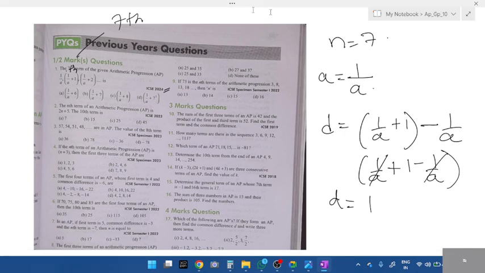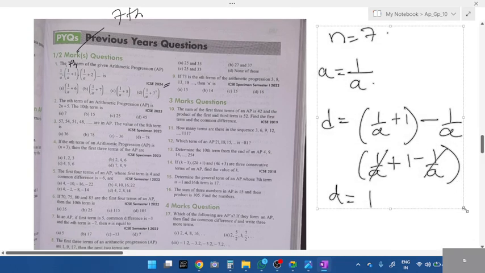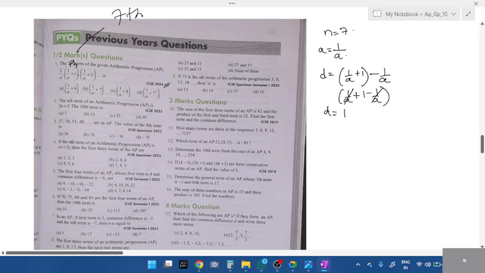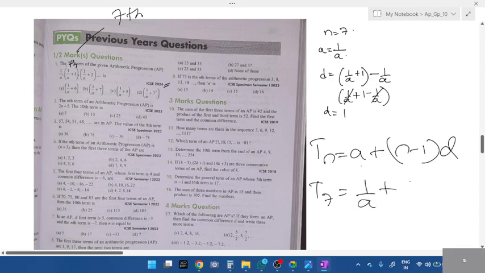Given MCQ, it is easy but a bit tricky to solve. We need to find the 7th term, T of n value. T of n is equal to A plus n minus 1 into D. So T of 7 is equal to the A value, 1 by A, plus n is 7, minus 1, into 1. 1 by A plus 7 minus 1 is 6. What's the answer, students? Which option? All of you respond. Option A.